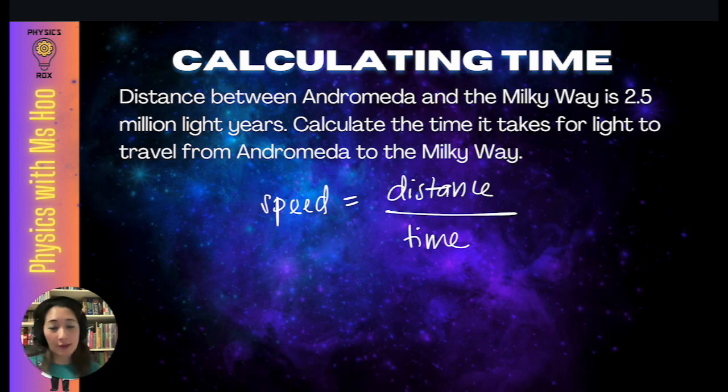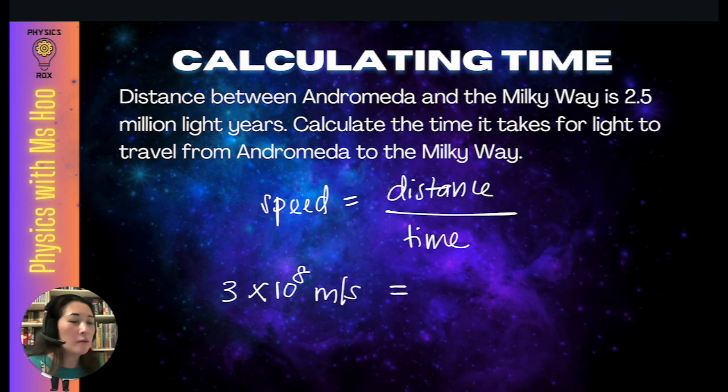But here's the thing, we can't just do an immediate substitution. Why? Because the speed of light as we know it is 3 times 10 to the power 8 meters per second. But if you look at the distance here, the distance is given as 2.5 million light years. Now, remember that light year is a unit of distance, not of time. 1 light year is the distance light travels in 1 Earth year. You cannot write 2.5 million where million is 10 to the power 6 because this unit is light year.